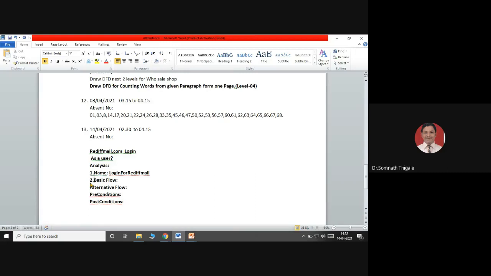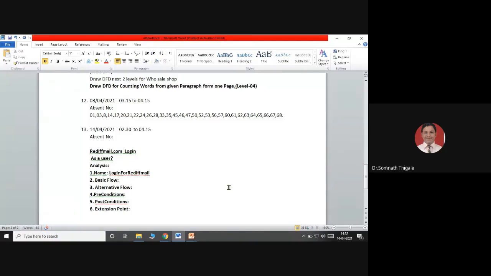Second, I will write the basic flow. Third, I will consider the alternative flow. Fourth, I will consider the precondition. Fifth, I will consider the post condition. And sixth, as an optional point, I will consider the extension point. Okay, now consider the login for the Rediff mail system.